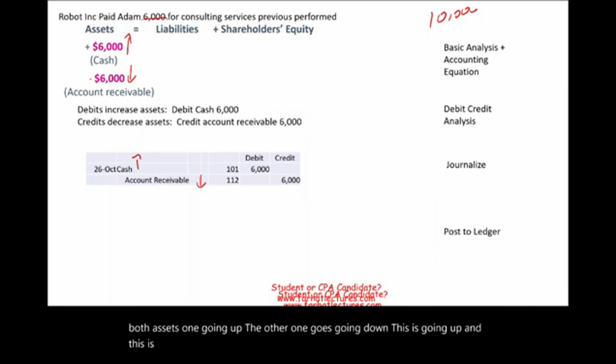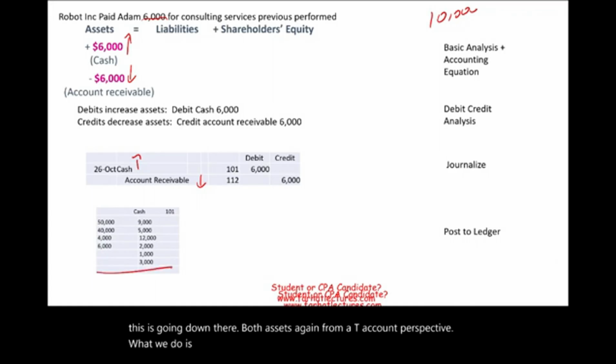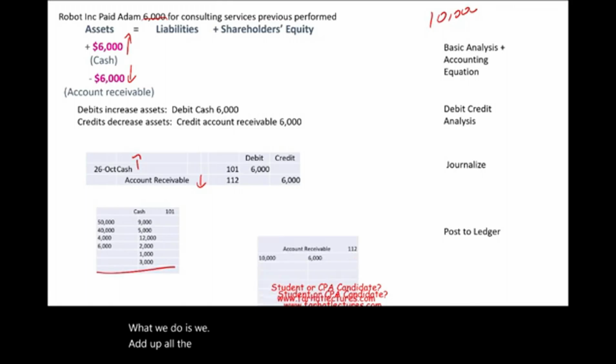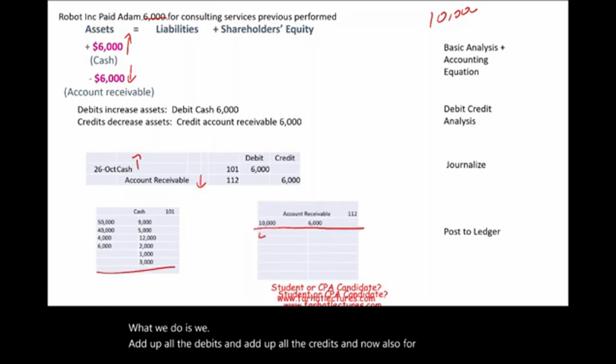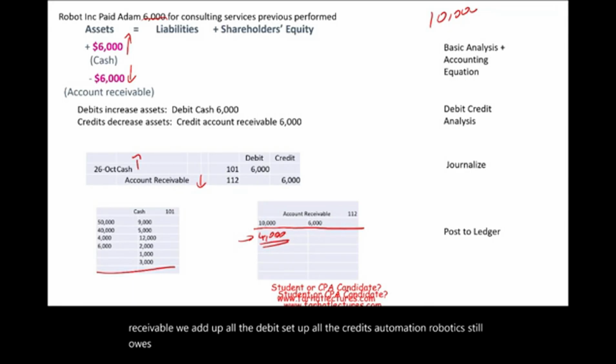Again, from a T account perspective, what we do is we add up all the debits and add up all the credits. And now also for account receivable, we add up all the debits, add up all the credits. Automation Robot Inc. still owes us $4,000. We still have an account receivable of $4,000.